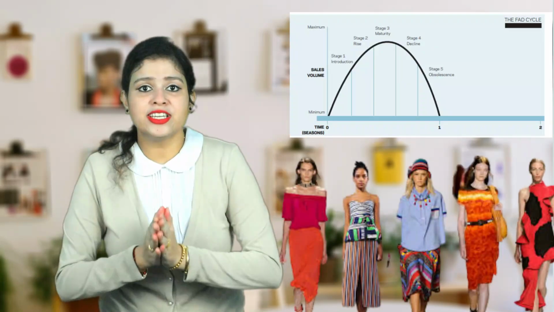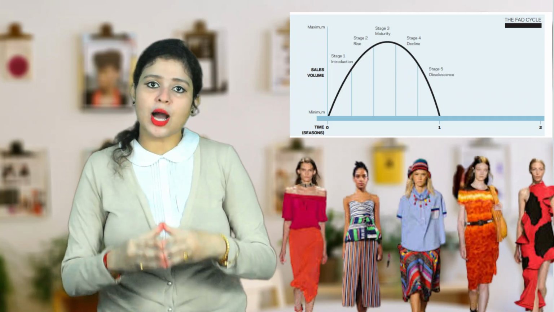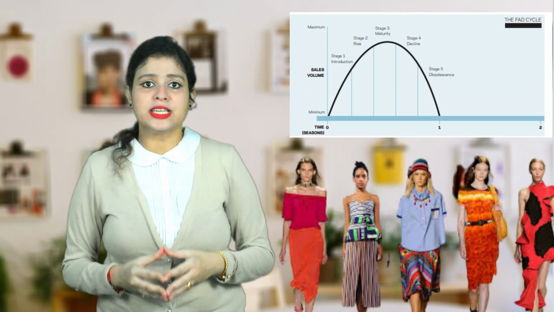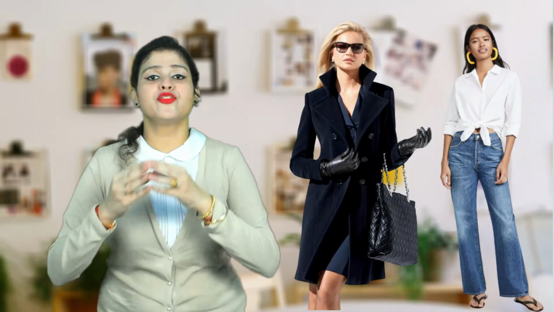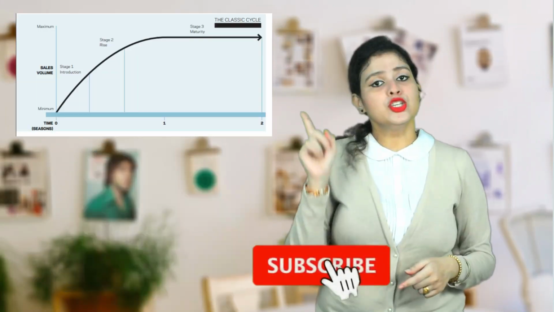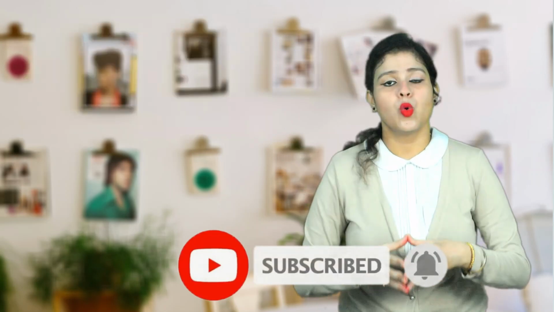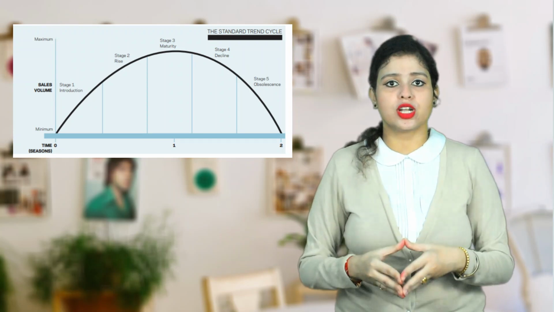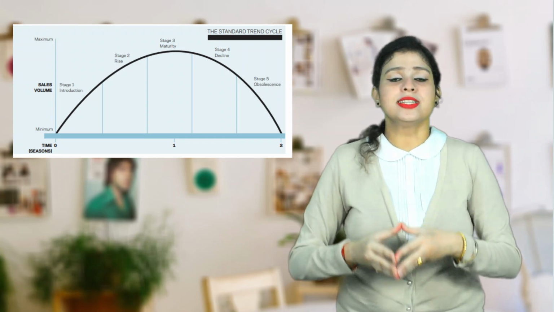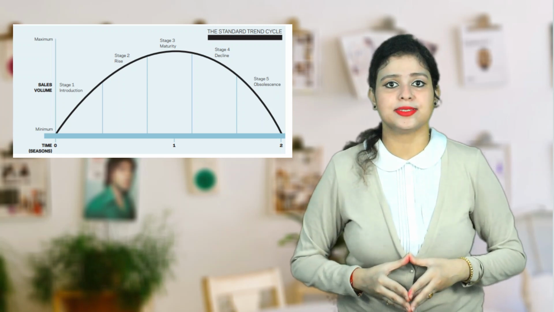Fad. Fad is short-lived fashion. For example, some fashions come and go instantly. These fashions are called fad. Classics are fashions which are there for ages and ages. You can see a curve describing the classic fashion. What is fashion cycle? It's a curve showing the introduction of the product and popularity, then peak and then decline. This is a product life cycle.